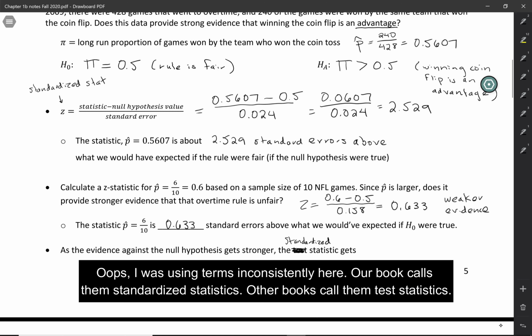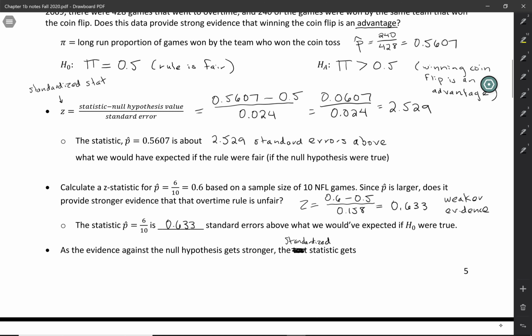So this is how it works in general. As the evidence against the null hypothesis gets stronger, the standardized statistic gets further from zero. So basically, this is a way of measuring how far is your sample proportion away from what you expected it to be, either above or below, in terms of the standard error.